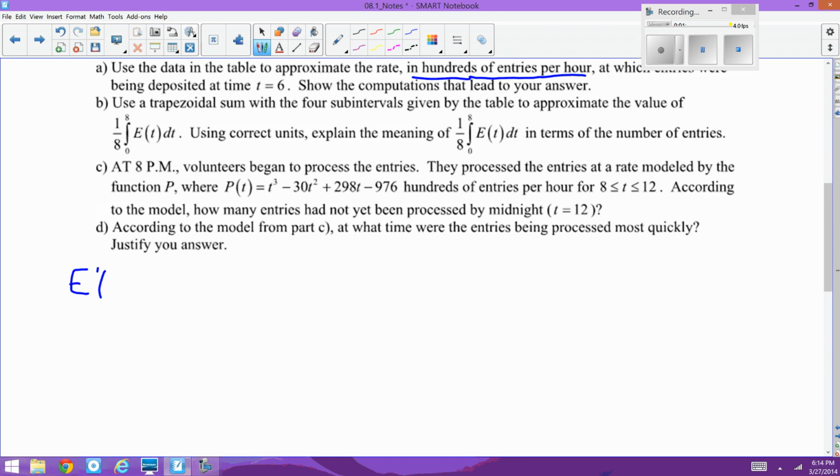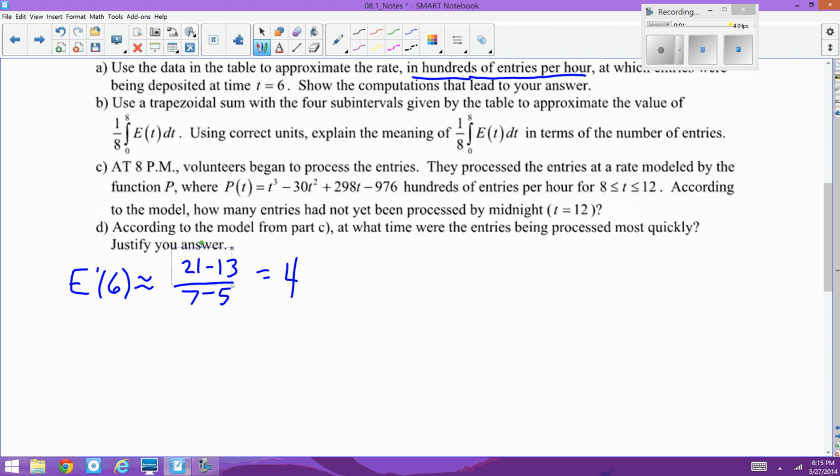So the rate of E of t, we're going to approximate that, and not just E of t either, at time t equals 6. So that'll be even more specific. E prime of 6, we're going to approximate that. Now in our table, 6 falls in between 5 and 7, so we're going to use those values there. We can approximate this by doing 21 minus 13 over 7 minus 5. So the answer would be 4. You could also leave it as 21 minus 13 over 7 minus 5.